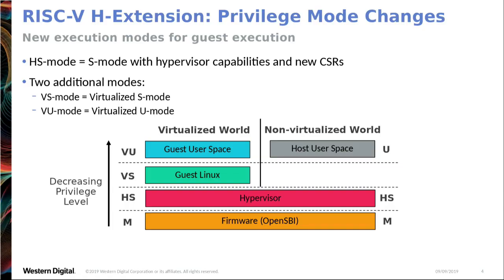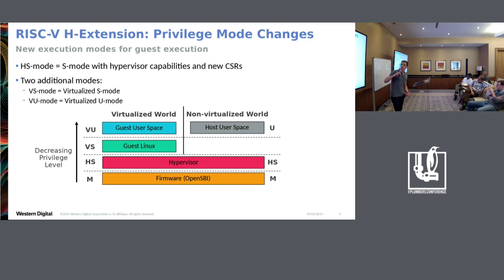This is how your privilege levels look now. Normally there's an M, an S, and a U. The S changes to an HS, where your hypervisor runs. Or if you're not using a hypervisor but your hardware has hypervisor extensions, that's where your normal OS would run. So an unmodified OS can run in HS mode and not use the hypervisor and doesn't need to know about it. Then your guest runs in VS and VU, and you still have a host user space.